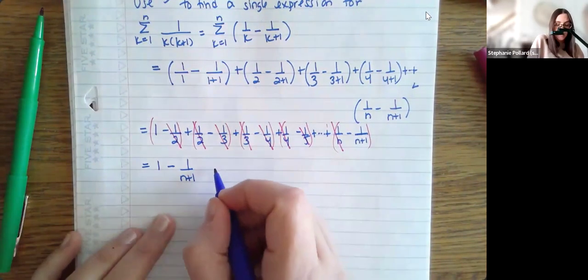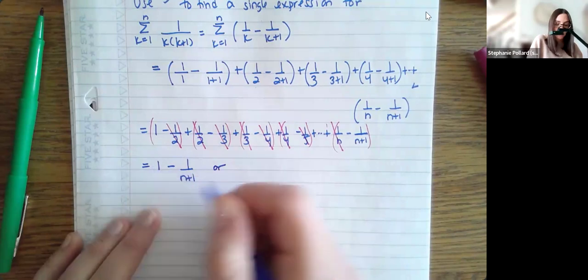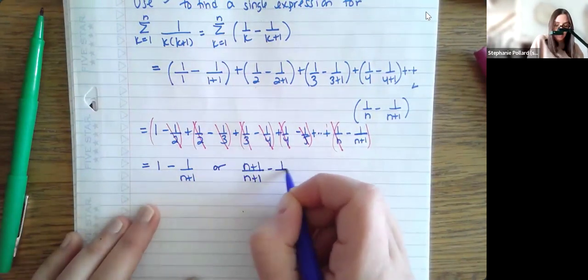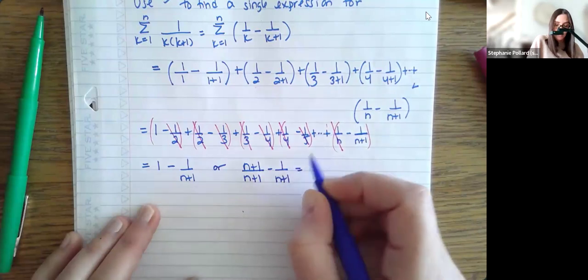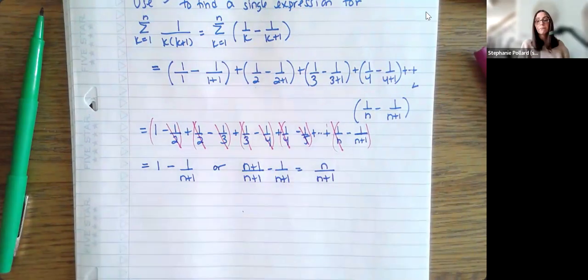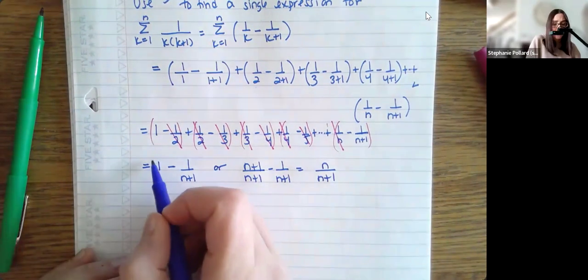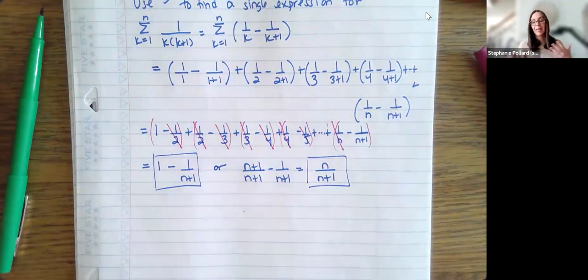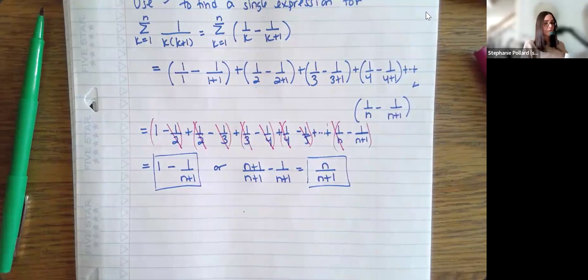You could also do common denominators here if you wanted to, I suppose. So that would be n plus 1 over n plus 1 minus 1 over n plus 1. So you could also write this as n over n plus 1, right? Because these 2 1s would cancel out. So that's also correct here. But the big idea is that we're getting down to a nice single expression. So occasionally, not always, but that does happen too.